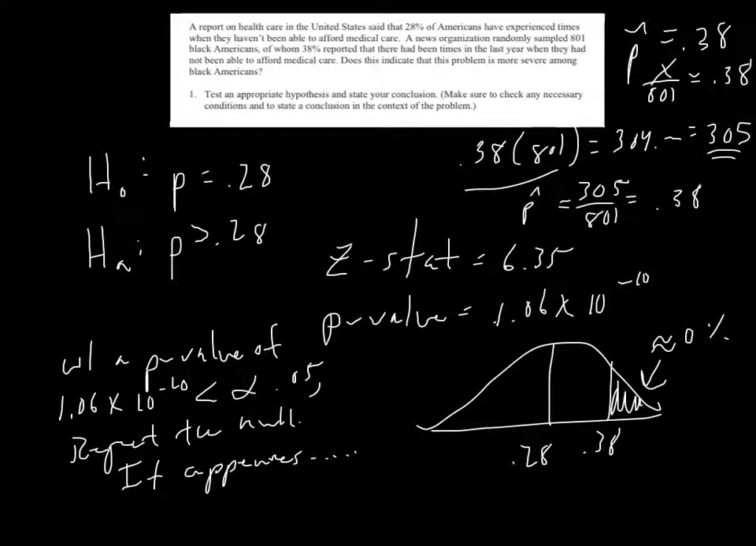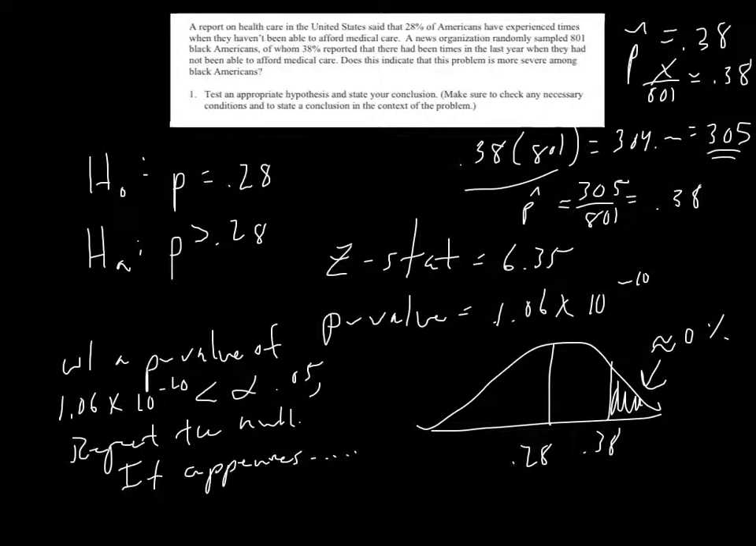That means 10 people who success, unfortunately, is referring to people who have had trouble affording medical care, and failure is not, which is sort of ironic. So moving on through the test then, we see that we have a z-stat of 6.35 and a p-value of 1.06 times 10 to the negative 10 power, or essentially 0%.